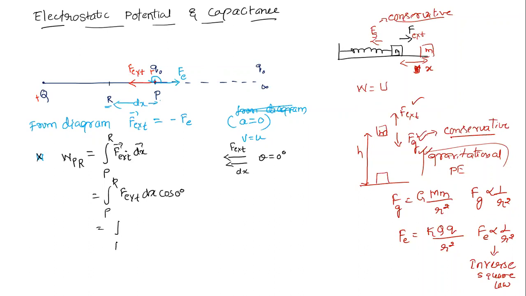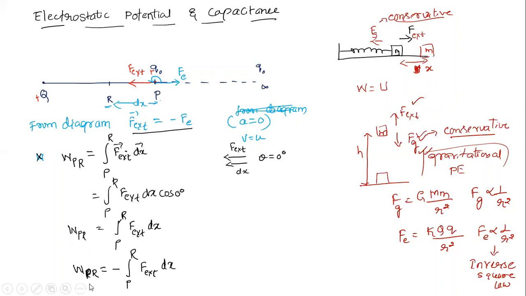It becomes the integration from P to R of F external into dx. That is the work done to move from P to R. Now from this diagram we already know this formula. Can we replace it with the electric force? It becomes minus the integration from P to R of F electric into dx. So this is the work done to move from P to R.